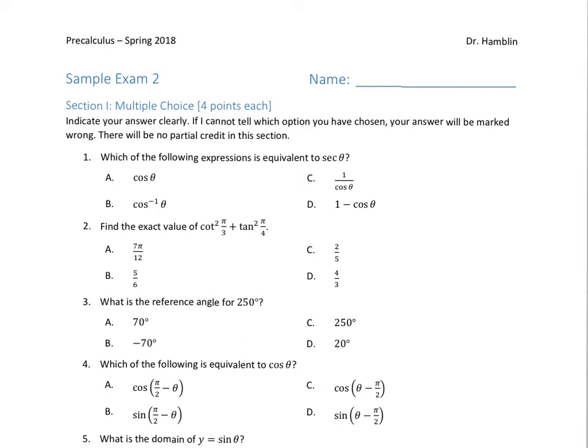This video contains the solutions to sample exam number 2. So first we have some multiple choice questions, and this first one is asking about some identities. We want to know which of the following expressions is equivalent to secant of theta.